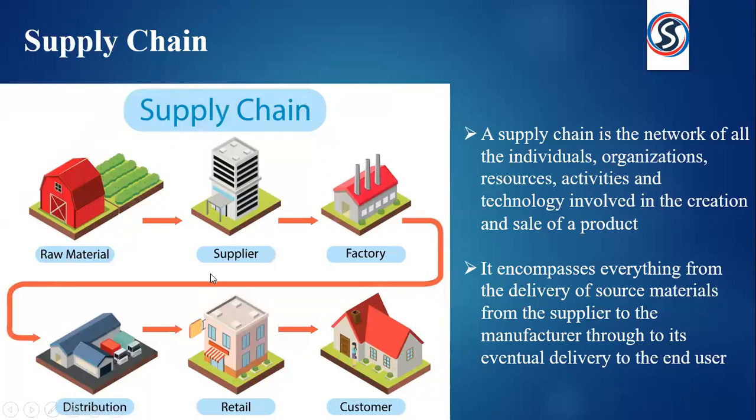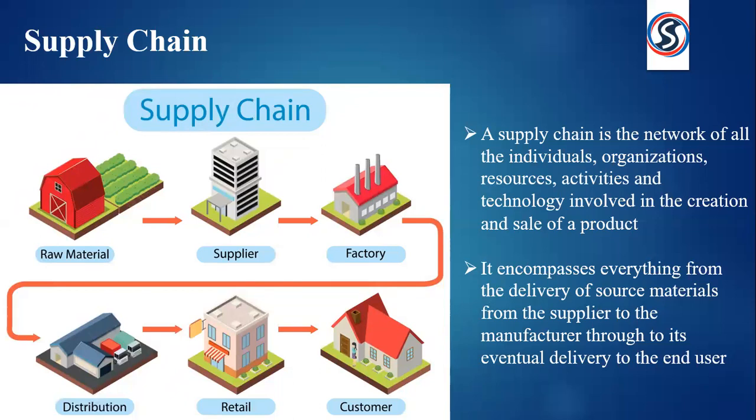If you look at the supply chain, what does it show here? The raw material. When we are talking about the supply chain, the processes go from raw material, which goes to the supplier, then to the factory. Then from the factory, the distribution happens. Then from the distribution, it is sent to the retailer. Then from the retailer, it goes to the customer.